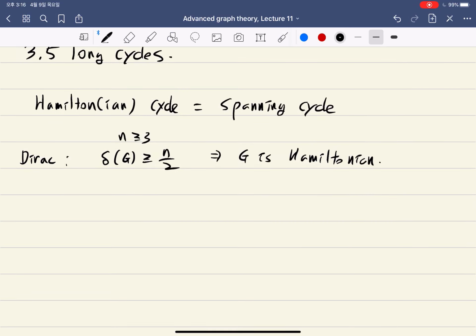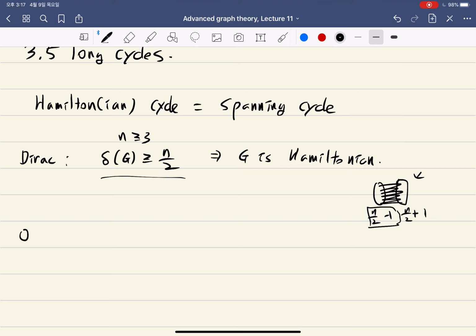And this theorem is sharp, as we can consider roughly n over 2 minus 1 vertices here, n over 2 plus 1 vertices here, and then take the complete bipartite graph between them. Let's just say n is even, otherwise we take floors and ceilings accordingly. Then it's easy to see that this doesn't contain any Hamiltonian cycle, but its minimum degree is 1 less. So this condition is best possible.